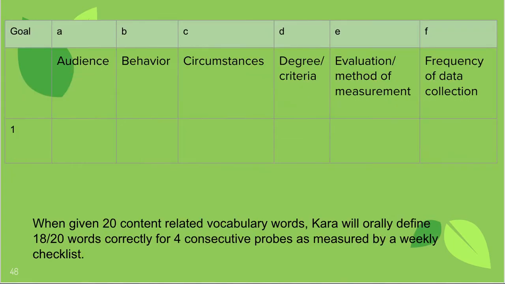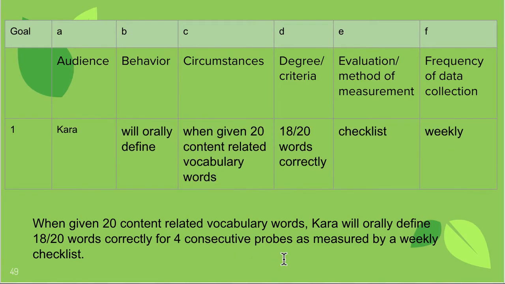All right, so let's look just a little bit. We've got audience, behavior, circumstances, degree, criteria, evaluation, and frequency. So if this was our statement: when given 20 content-related vocabulary words, Kara will orally define 18 out of 20 words correctly for 4 consecutive probes as measured by a weekly checklist.